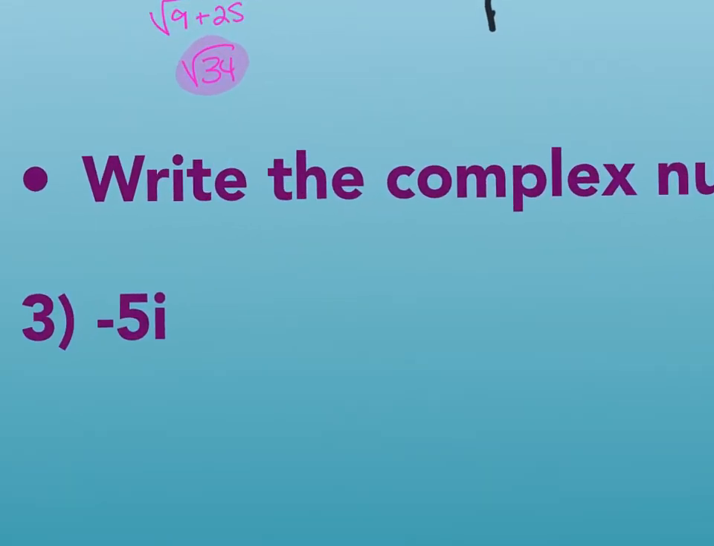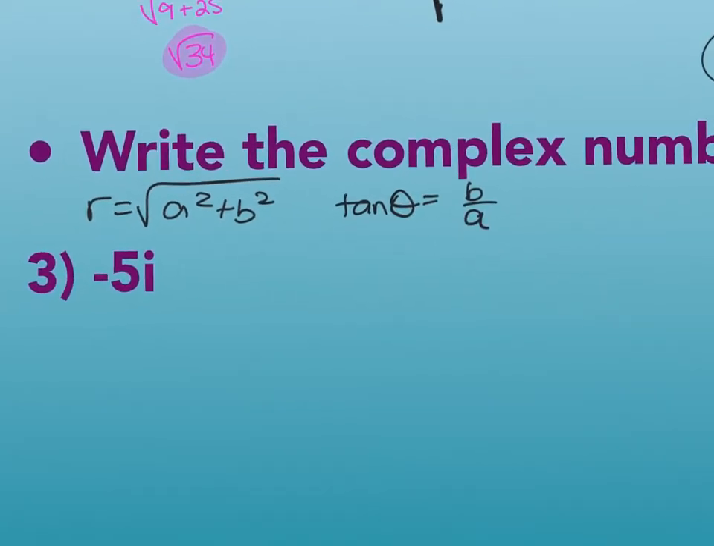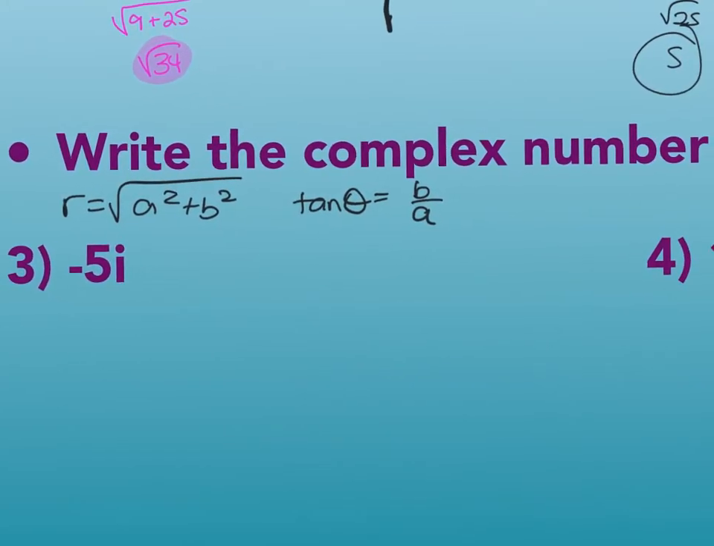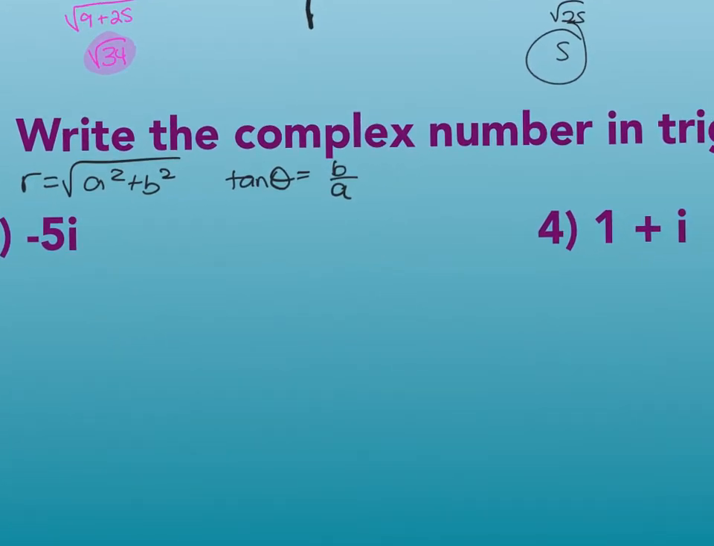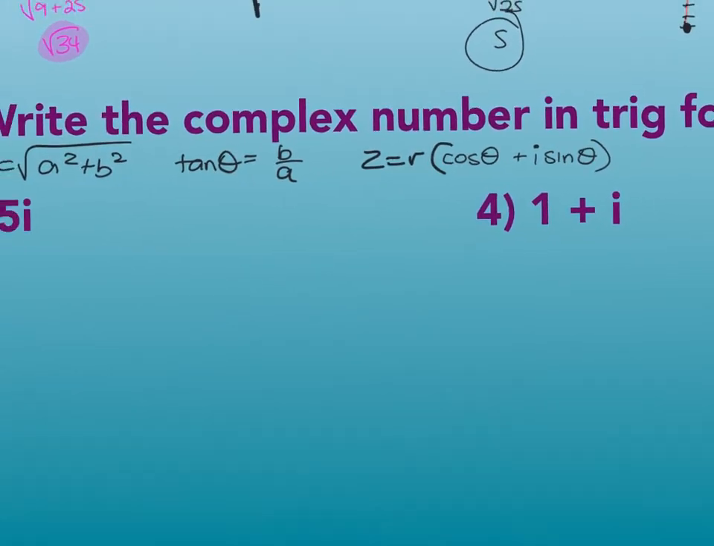So from here, the first thing we can find is that r is the square root of a squared plus b squared. And then we can say that the tangent of theta equals b over a. Find the inverse of that tangent based on that value and where it's located on my circle, in which quadrant. And then my overall answer is going to be z equals r times the cosine of theta plus i, and don't forget the i, because a lot of people do, times the sine of theta.